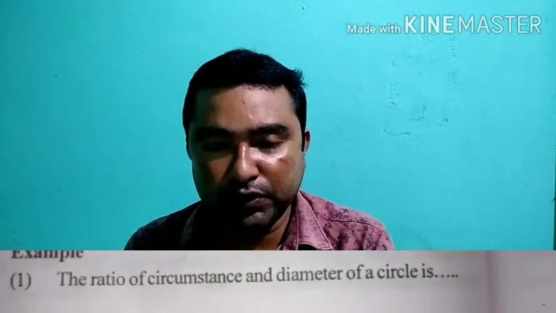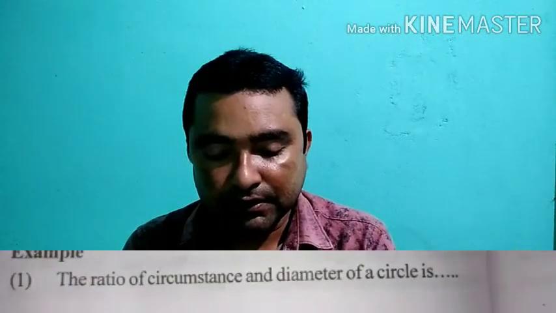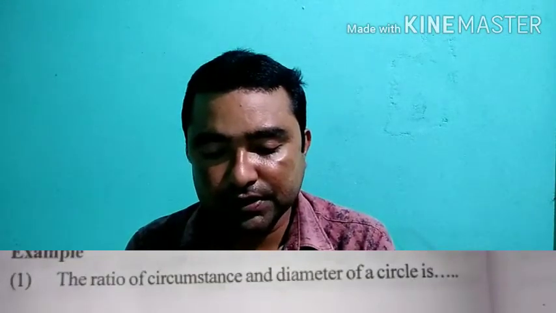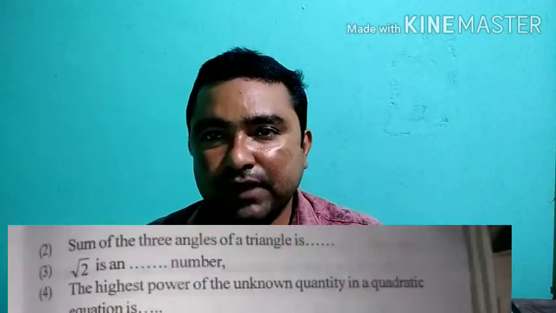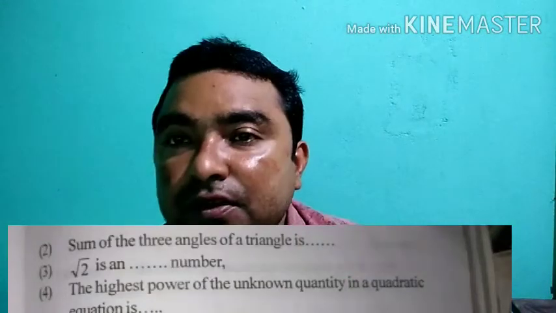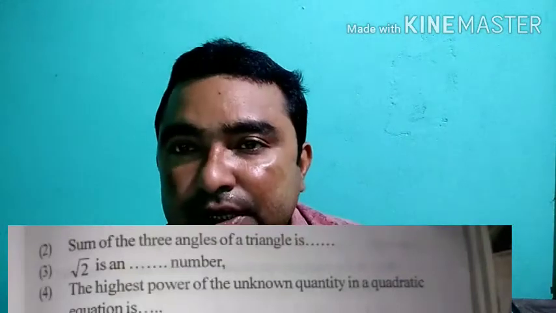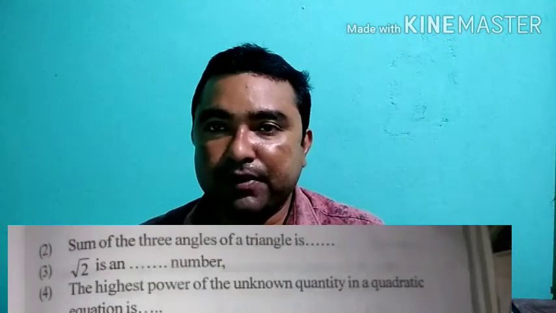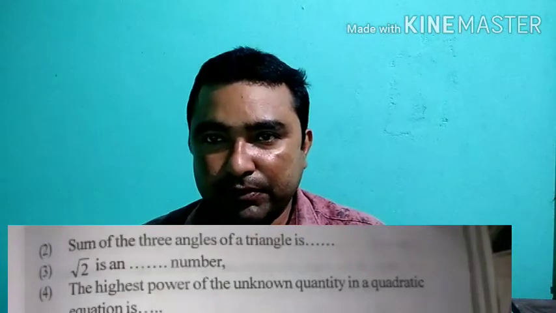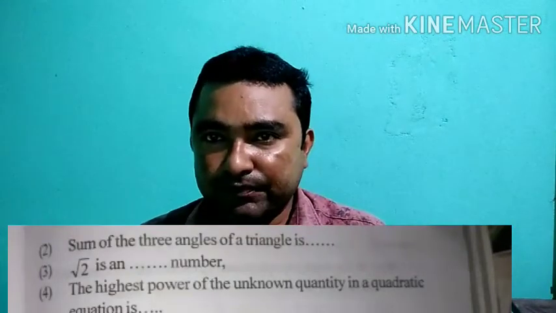To understand the completion type test well, here are a few examples. The ratio of circumference and diameter of a circle is ____. The sum of the three angles of a triangle is ____. In completion type tests, the appropriate word is filled in the blank space to complete the sentence.